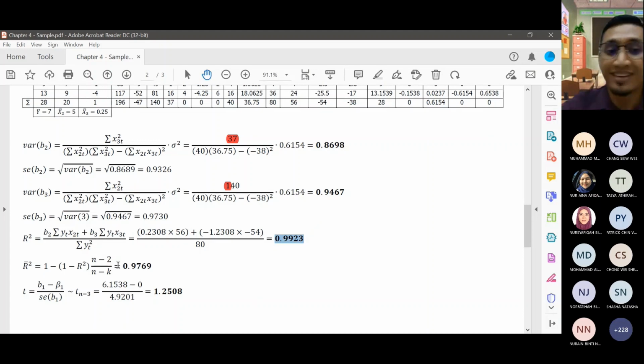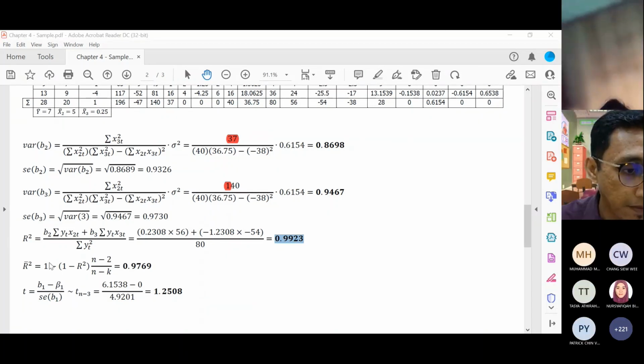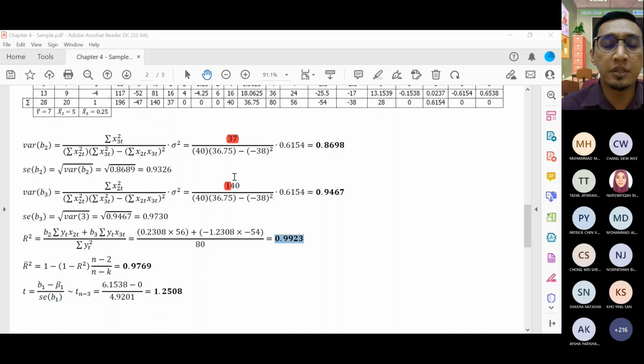So after we have determined our B1, B2, B3, the variance and the standard error, we can proceed with the hypothesis testing. I'm not going to explain much about how we form the hypothesis, because I have explained it before. Now our focus will be on estimating the t statistics. In hypothesis testing, first is to define the hypothesis statement, the null hypothesis and the alternative hypothesis.